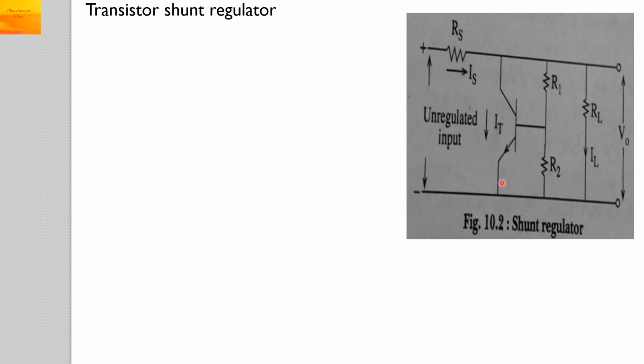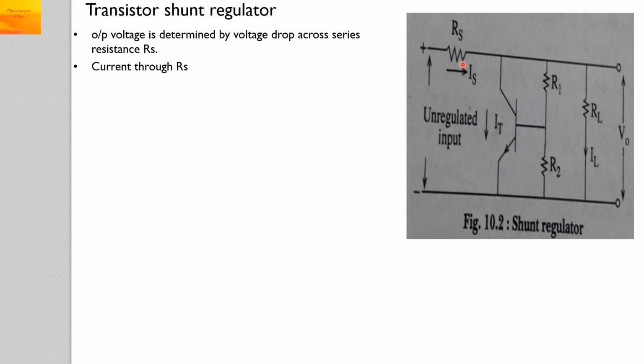Now we will see the transistor shunt regulator. This is the circuit diagram. The output voltage here, VO, is determined by the voltage drop across the series resistor RS. There is a transistor and there is a potential divider of R1 and R2, and this is the load resistor. The current through RS, which we will denote as IS, is equal to the current flowing through the transistor, IT, plus IL, the current flowing through RL.